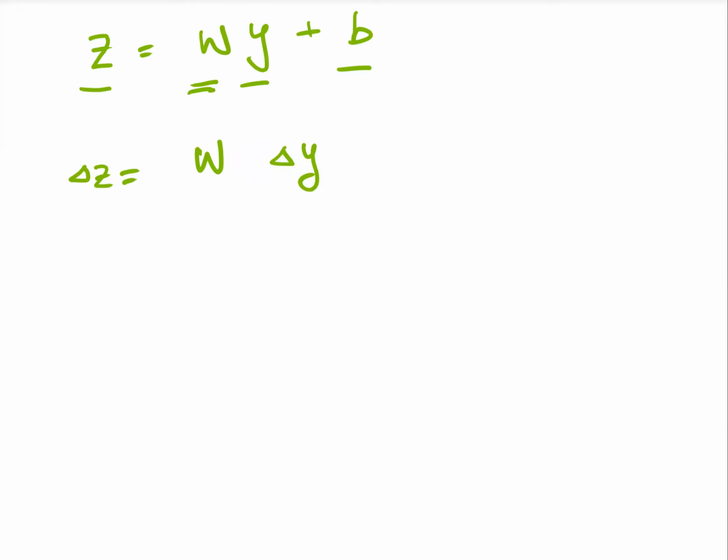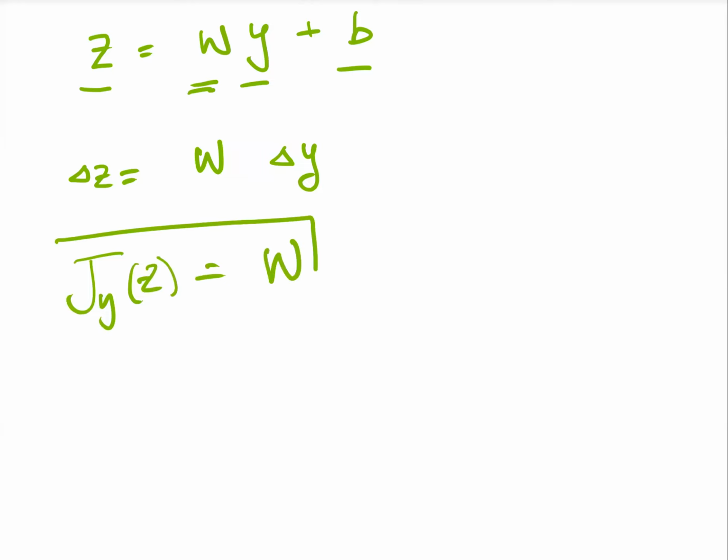Over here, what is the derivative of z with respect to y? Inspecting this equation, what is the Jacobian of y with respect to z? This is going to be W. Everyone with me? Raise your hands if you're with me. I'm going to ask you to do this repeatedly, right?